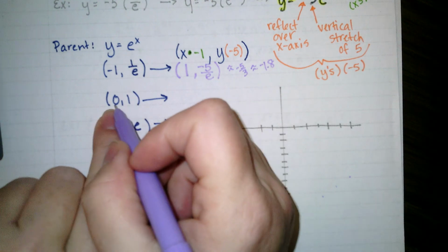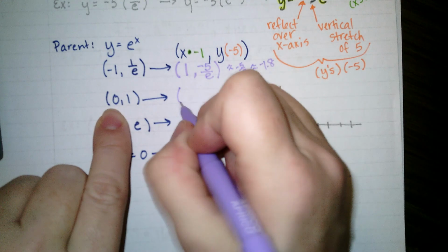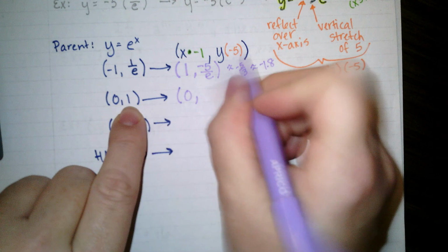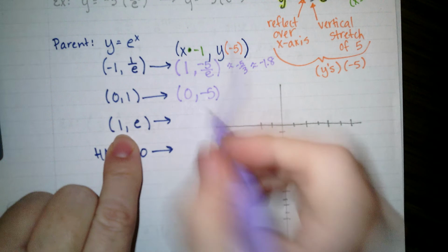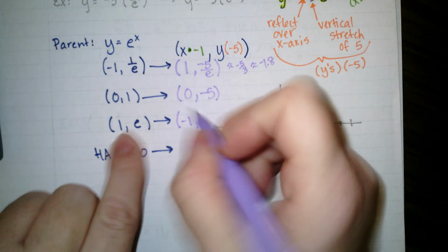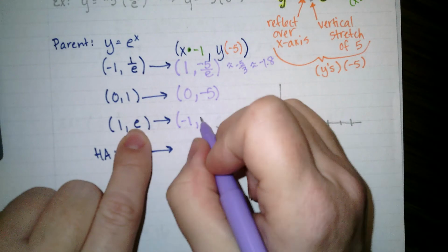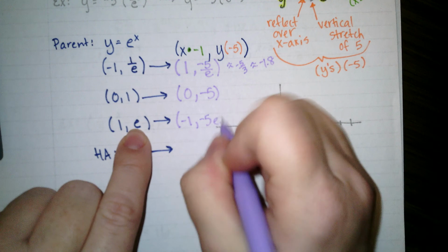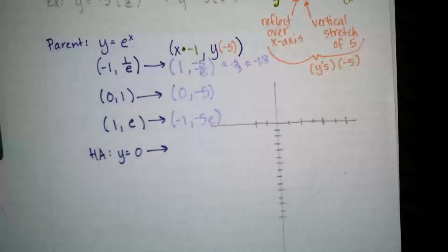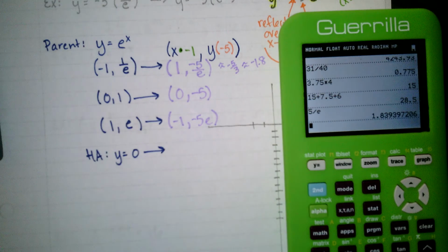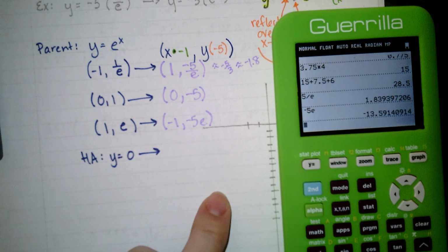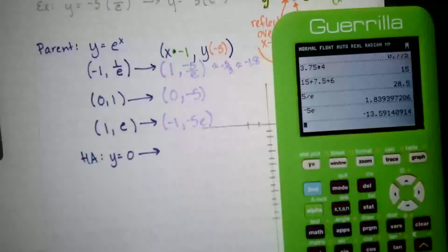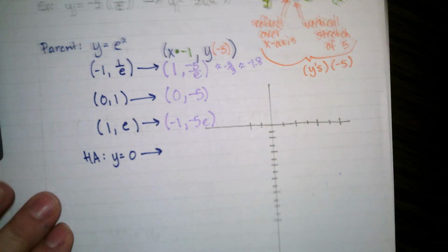Okay, next one. 0 times -1 stays 0. 1 times -5 becomes -5. 1 times -1 becomes -1. e times -5 becomes -5e. This one, -15 is not close enough. So we would want to do -5 times e to get a decimal approximation of about -13.6.